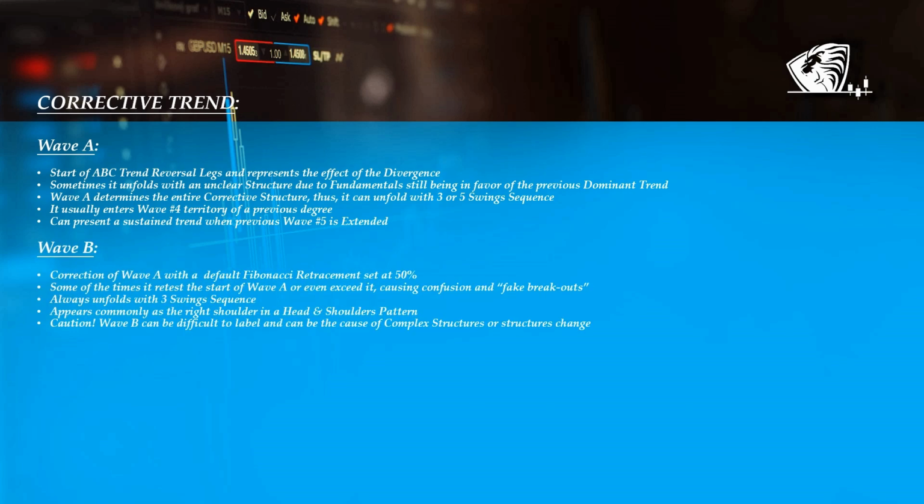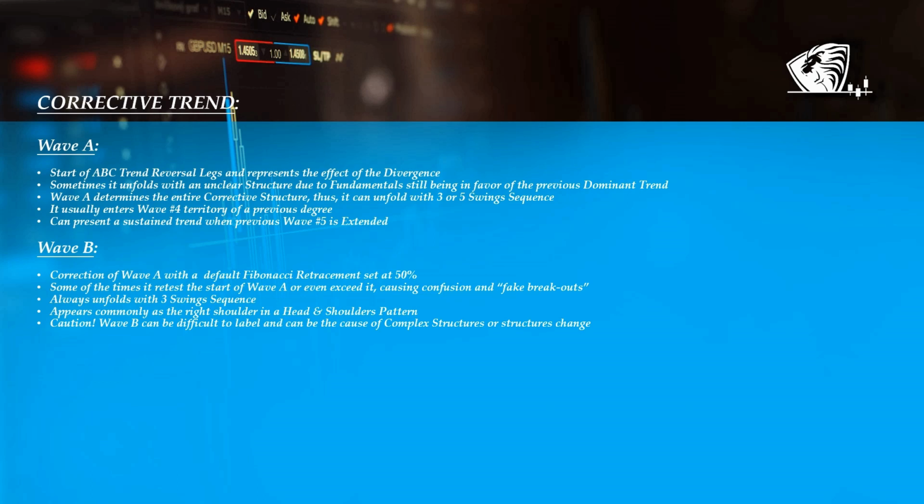Wave B is correcting wave A, usually with a 50% retracement and with lower volumes than in wave A. However, price action can move rapidly within this wave, showing a stronger retracement, even exceeding the start of wave A, causing confusion with fake breakouts and buyers-sellers indecision during volatile times.